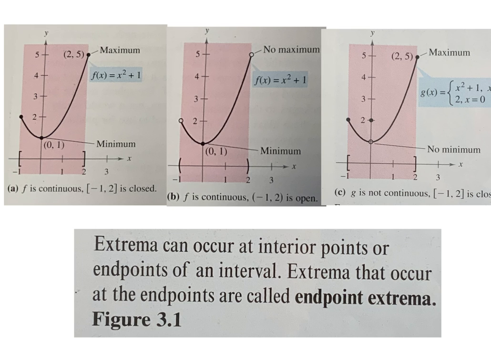Right? And then they give us some pictures of what can happen here. All right? So f is continuous on this closed interval. So it includes the endpoints. We have a peak here, we have a valley here, we have a peak here. This would be the maximum, all right? So we have a maximum here, we have a minimum here.